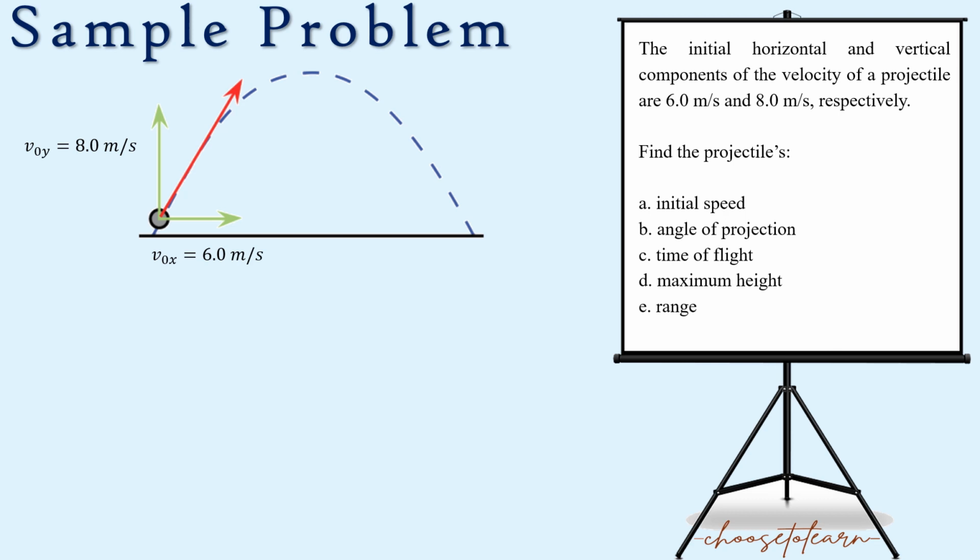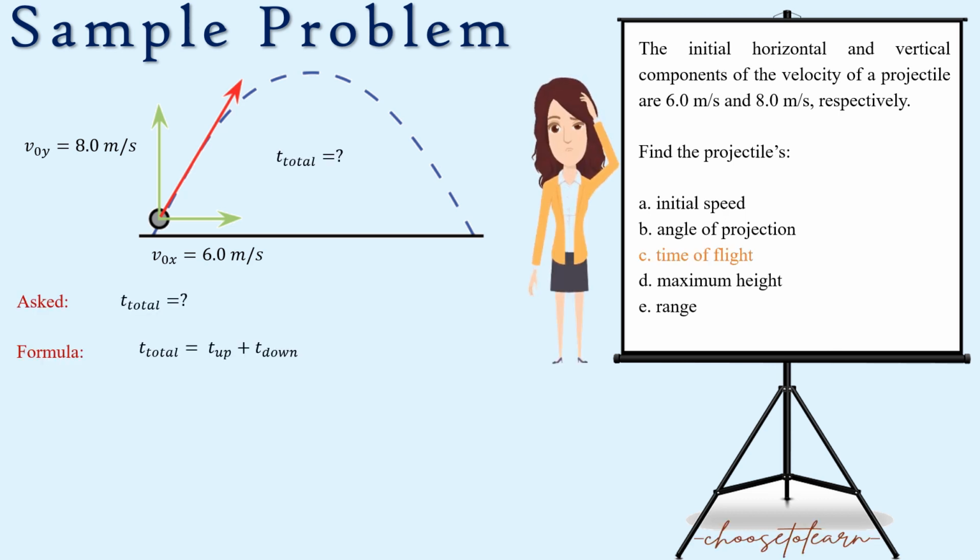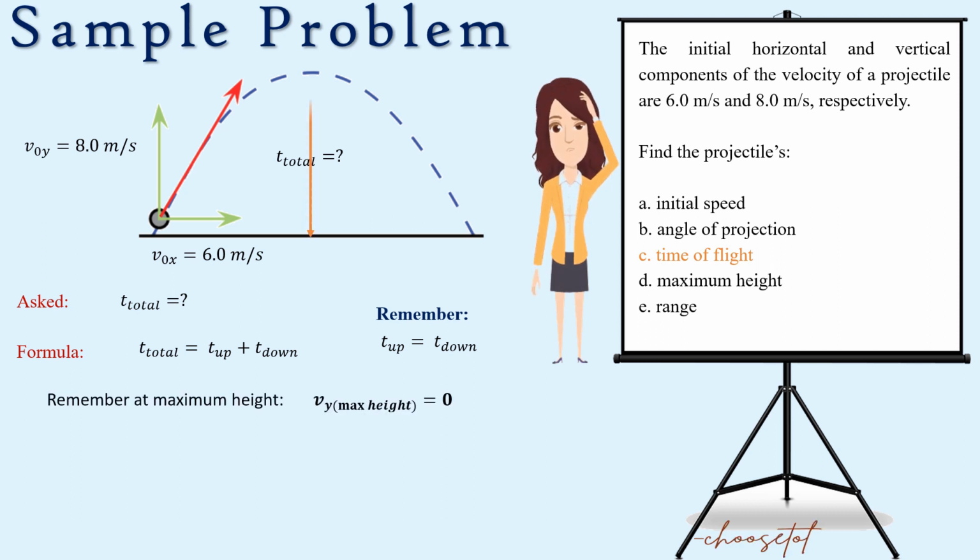Let's now go to our third question. This time we are asked to find the total time of flight. The formula that we're going to use is T total equals the time going up plus the time going down. But we don't know the time going up or the time going down. So how are we going to find it? Remember the time symmetry. Time going up is just equal to the time going down. In order for us to find the time going up, we will use this equation. That's T up equals negative initial vertical velocity divided by G.